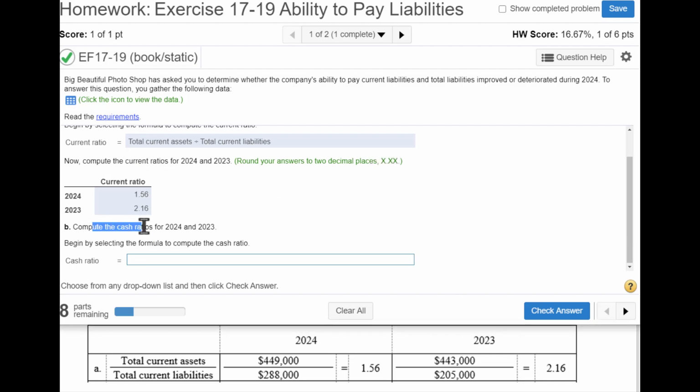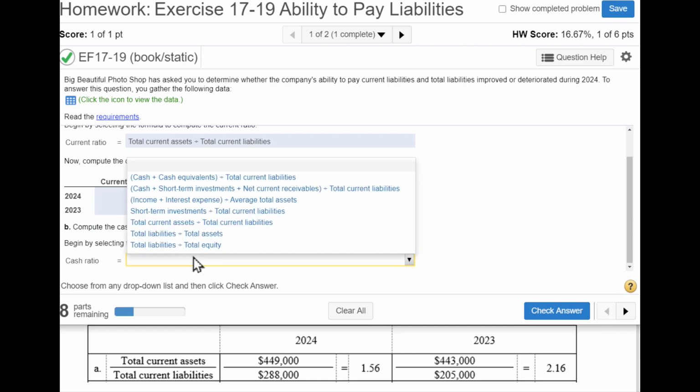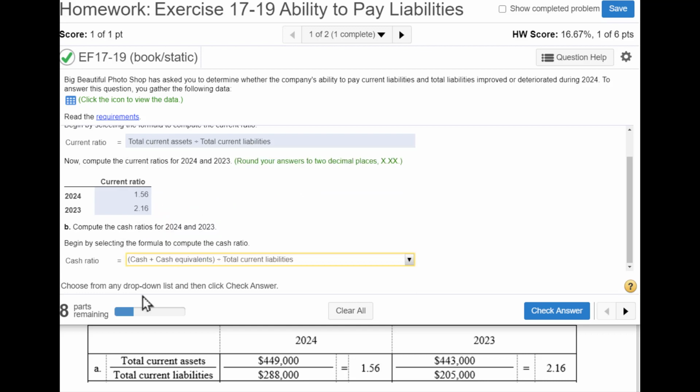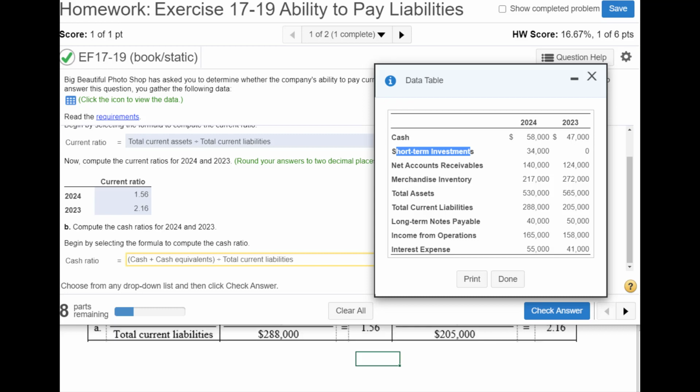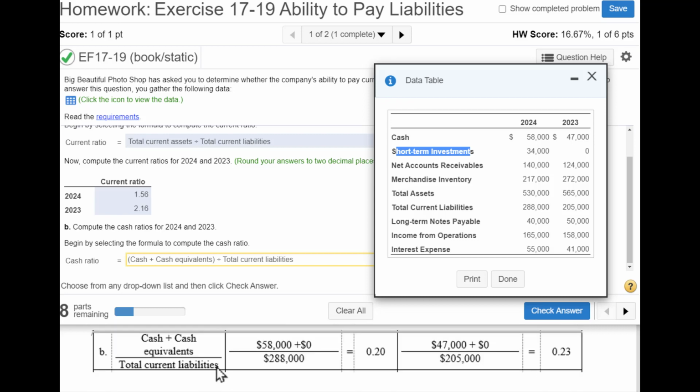Next, we want to compute the cash ratio. So the formula for cash ratio is cash plus cash equivalents divided by total current liabilities. Now, cash equivalents are highly liquid investments that can be converted into cash in 3 months or less. So short-term investments are not cash equivalents. So let me show you the solution down here.